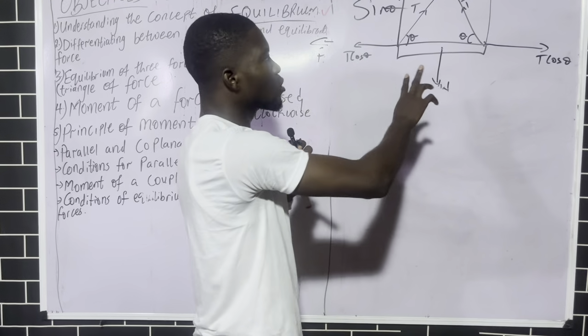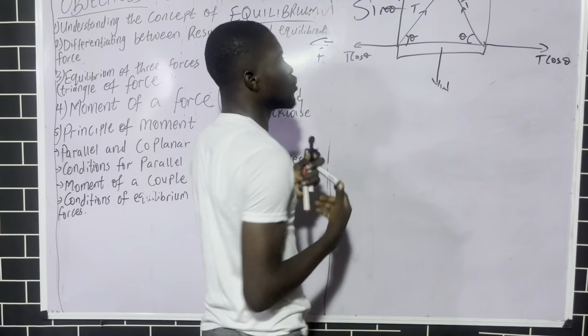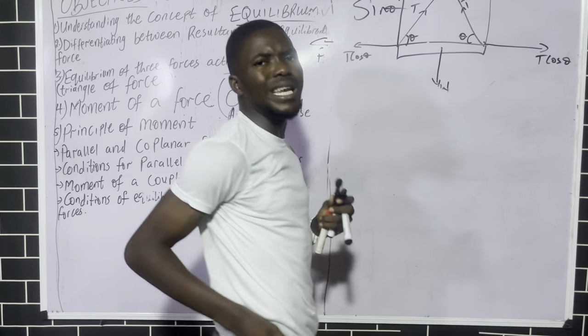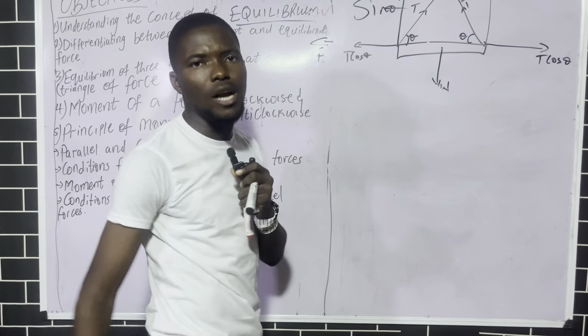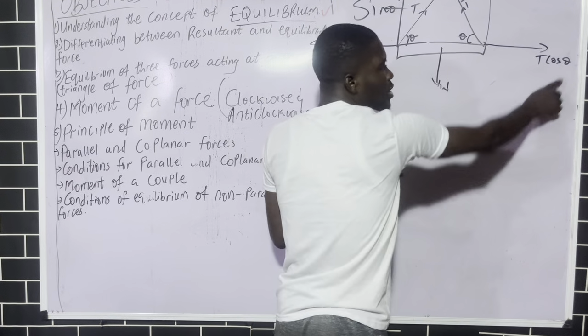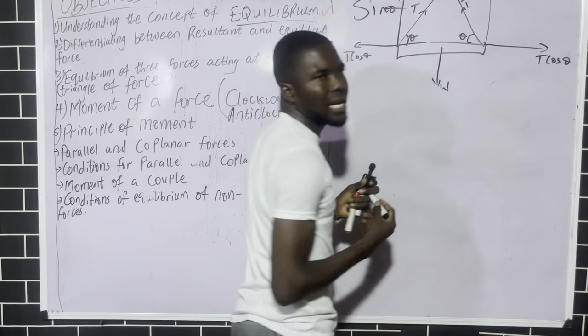So there are two directions we want to look at. We have upward direction, downward direction, right direction, left direction. If this body must be in equilibrium, it means the forces acting in the right direction must be equal to the forces in the left direction. What is the force in the right direction? T cos theta. What is the force in the left direction? T cos theta. So we have T cos theta here, T cos theta here. It will cancel out.